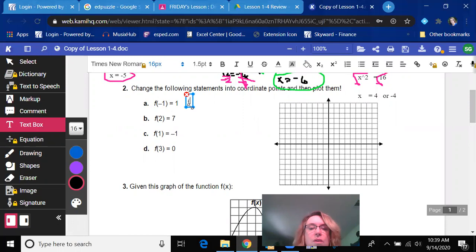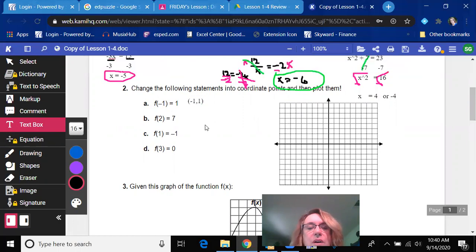And so the coordinate point is when we use the parentheses. Which one is the x? -1. And which one's the y? 1. So we just change it to where, instead of being written like this, it's written like this. Now this is a coordinate point, which I can graph.